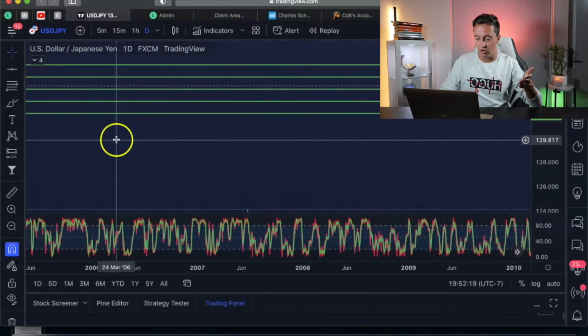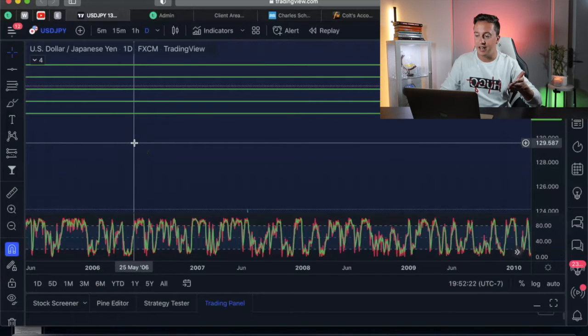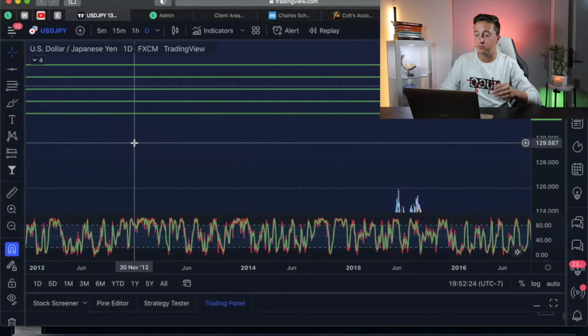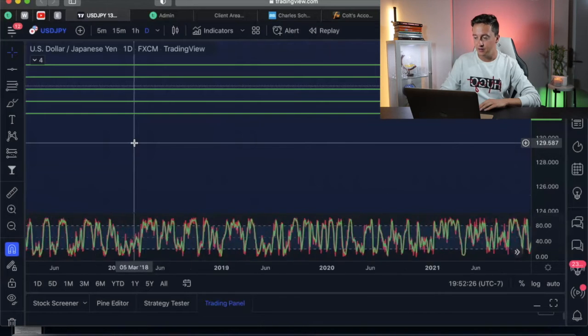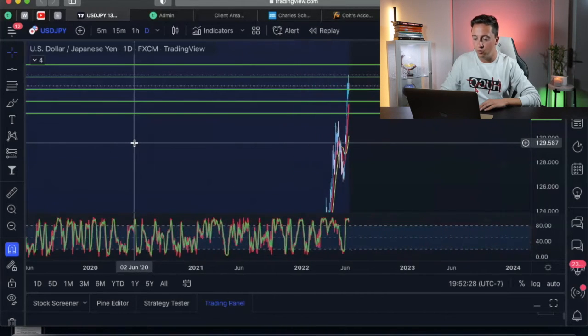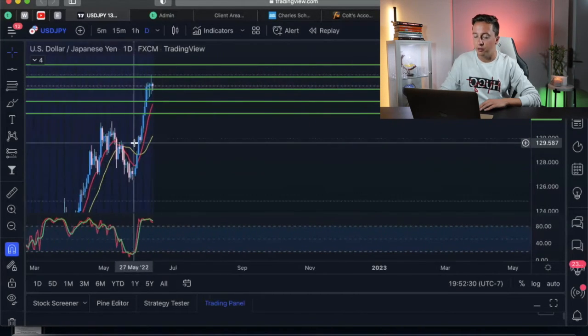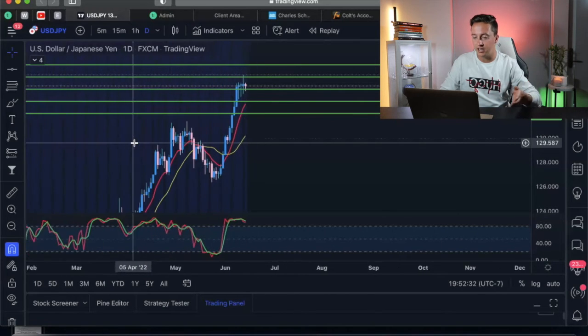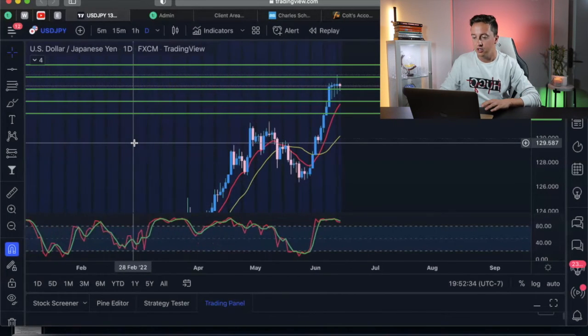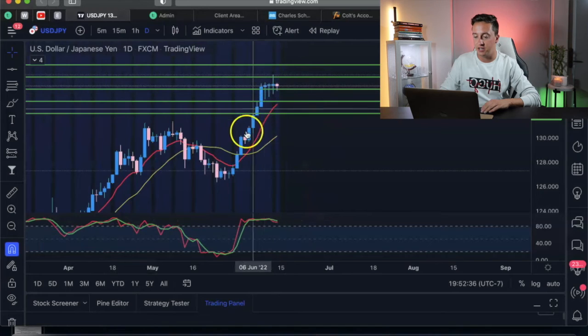So we can see going all the way back to 06, it hasn't even reached those levels, which is pretty crazy. But if we're going back right here, we are in an uptrend, so it's most likely going to keep pushing up. There's no reason as to why it shouldn't keep pushing up. So this is pretty crazy right here.